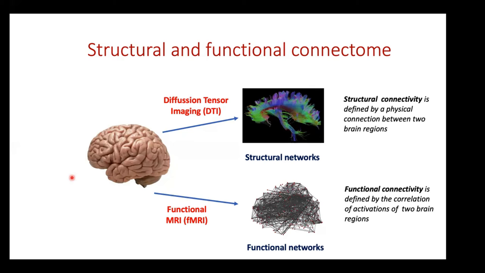So these two modalities give you different information about the brain. The DTI gives you physical connection between the regions, and functional MRI gives you functional connectivity between the regions. So you can put this into a network. Brain connectome.